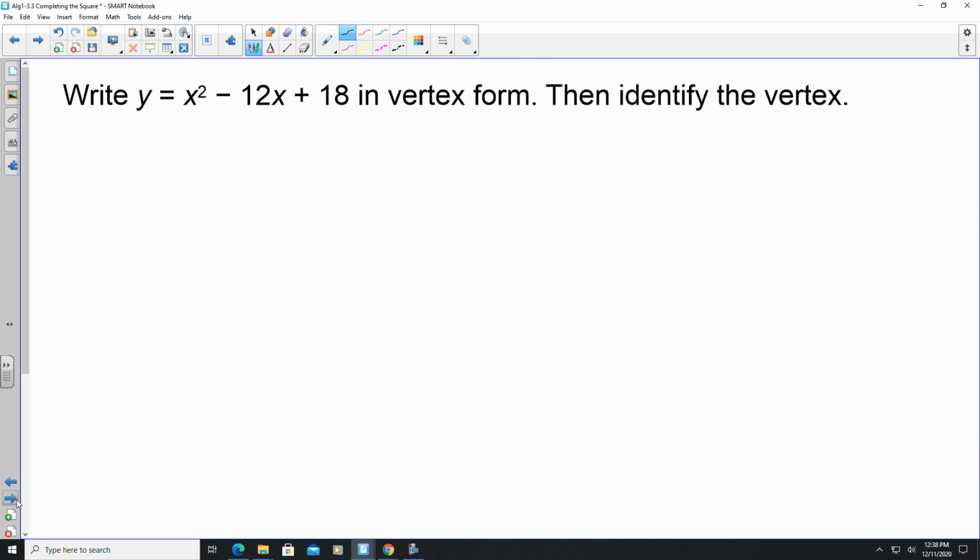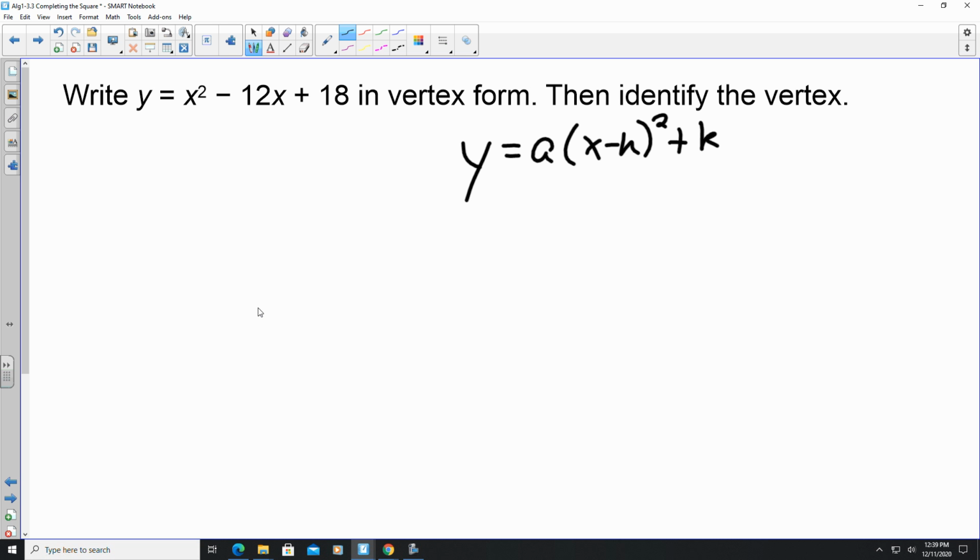Last problem that we're going to take a look at, they want us to write y equals x squared minus 12x plus 18 in vertex form, and then they want us to identify the vertex. So if you recall, vertex form is y is equal to a times the quantity x minus h squared plus k. So I want to get standard form into vertex form. So here is how we're going to go about solving that.